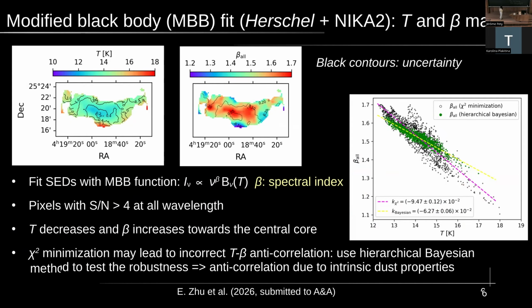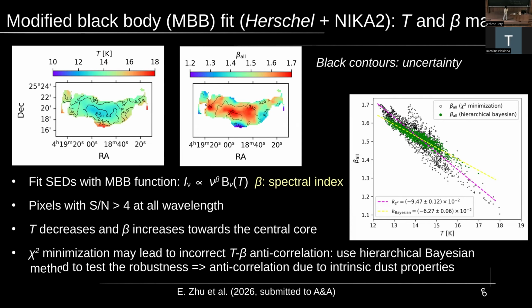So on the resulting T-beta maps, you can see that temperature decreases from 15, 16 Kelvin outwards to 11 K in the center, and beta increases from 1.41, as in the diffuse ISM, to 1.7 in the center.